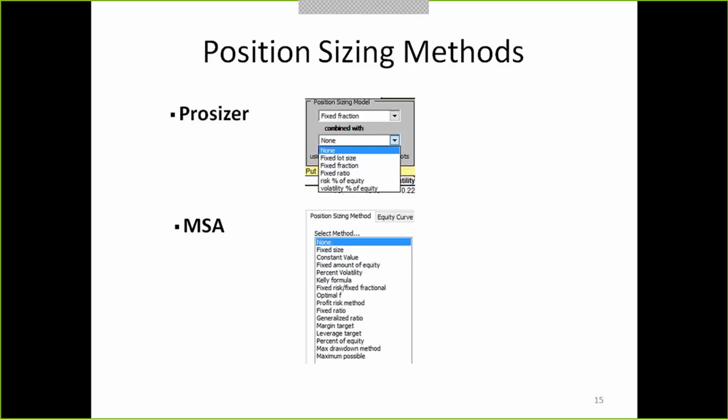MSA has a richer set, as maybe a more full-featured product. You can see there a list of all the different ones that MSA offers, and you can see some in common, like the fixed fractional. They both offer fixed fraction. That's the one that we're going to look at in a minute. It's a very popular one.